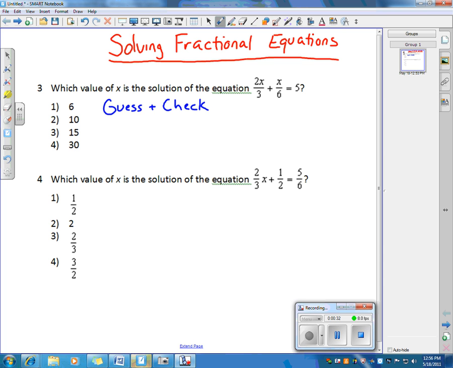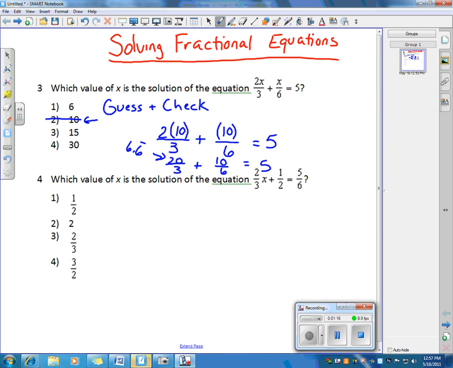side. So let's say we started and we thought it was number 2, we thought it was answer 10. So what we'll do is we'll take our 10 and we'll put those values in. So we got 10 in for both x values. Now if we do it this way, we get 20 over 3, and then 10 over 6. We're seeing if that equals 5. Now I know that this 20 over 3 is going to be over 6, because if I divide it, it's going to be 6.6 with the bar.